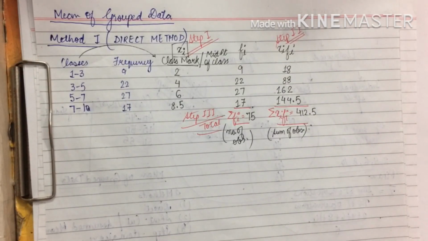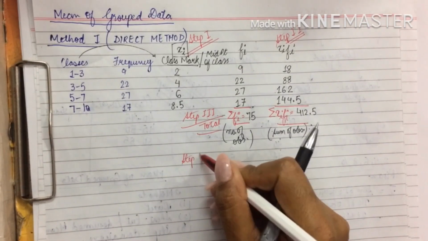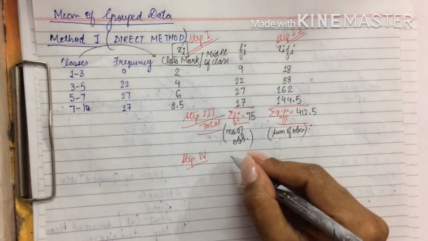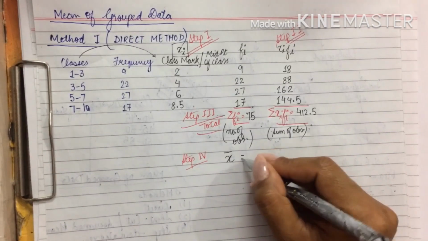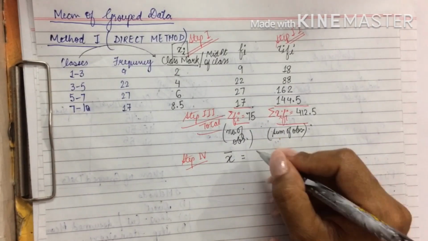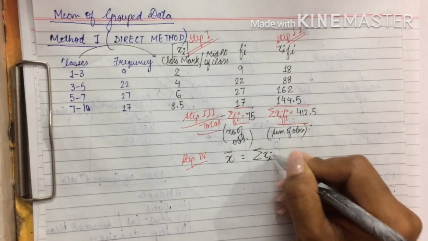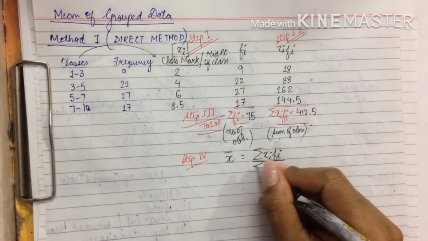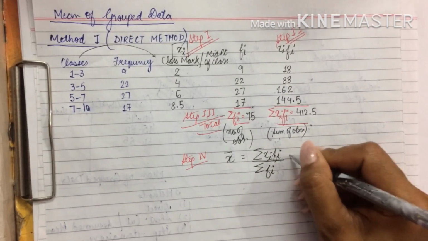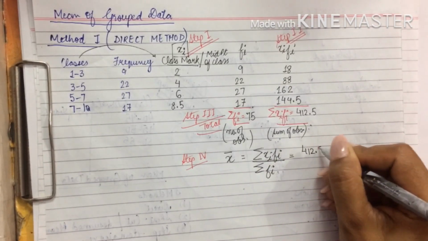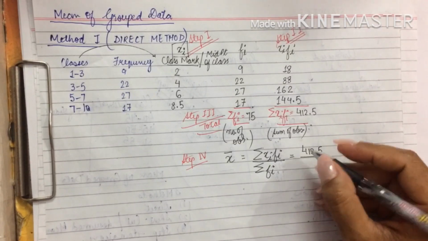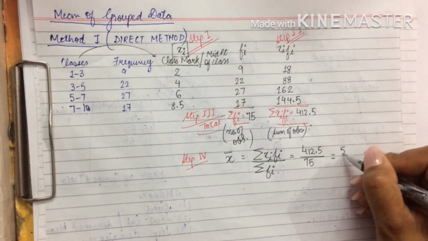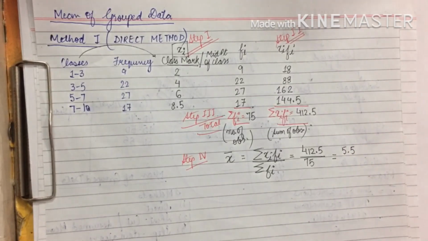And then we have finally step number 4, where we apply the formula to find the mean. The mean, represented by x bar, will be given by the sum of observations, represented by summation xi fi, over the number of observations, represented by summation of the frequencies. This is 412.5 divided by 75. Simplifying this, you get the answer as 5.5.